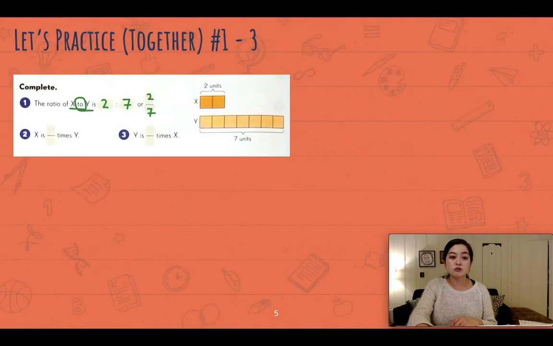So it's 2 to 7 or 2/7, right? In fraction form, with the fraction bar, the ratio is written with the first term in the numerator and the second term in the denominator. Let's look at number 2. x is how many times y?